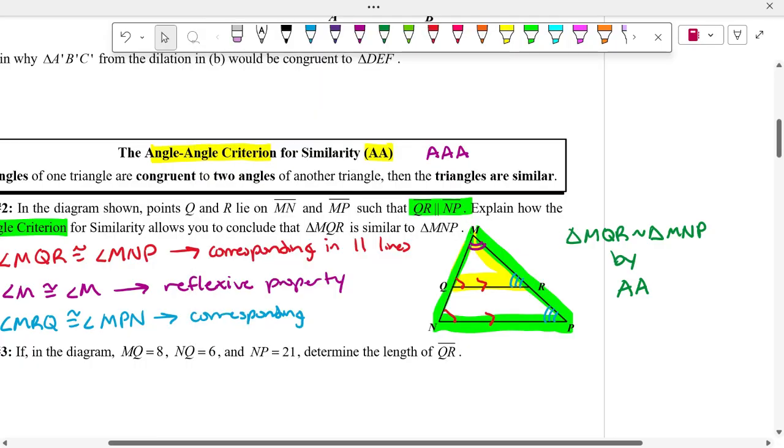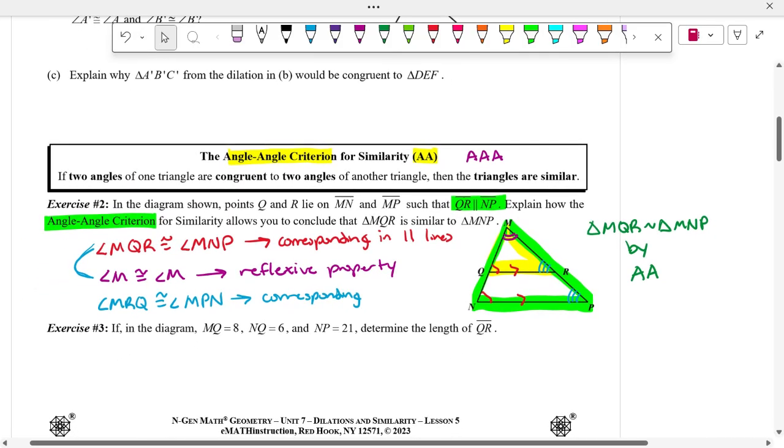All right. So we can say that those two triangles are congruent by angle, angle. Not congruent, similar. Oh my gosh. It's Friday, y'all, I swear. Well, we're almost done. This lesson's really quick.